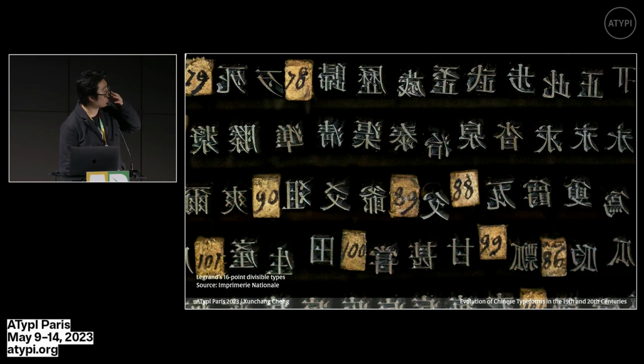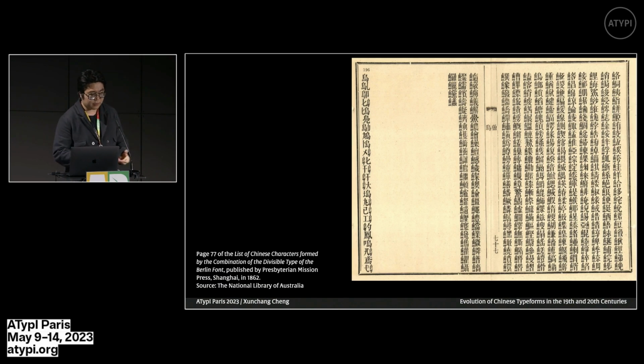And also in the implementation, they still kept collecting the types. Actually, the shape of the strokes looks really beautiful, but it's really hard for them to control the structure of the characters. The other divisible type is the Berlin font by Bayerhaus. Compared with Legrand's Paris type, it tries to avoid ill-shaped characters produced in combining separate parts, while retaining the principal advantages of divisible type for Chinese printing.